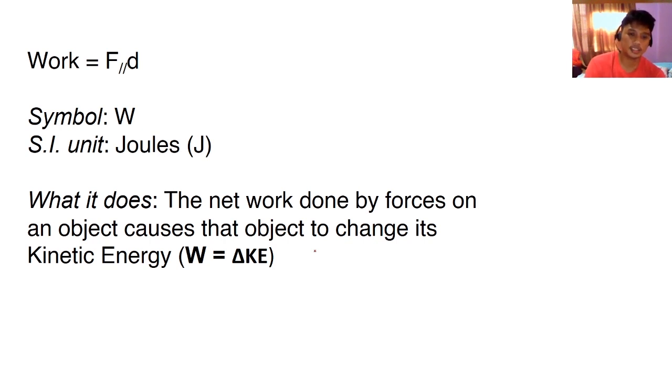And what it does, the net work done by forces on an object causes that object to change its kinetic energy. Now we are generalizing here because in our examples we only have one force essentially acting on the object causing the acceleration, but what if you have an object with many forces acting on it? Then we have to generalize and say that the total work done is just the sum of all the works done by the individual forces, causing overall change in kinetic energy of that object.